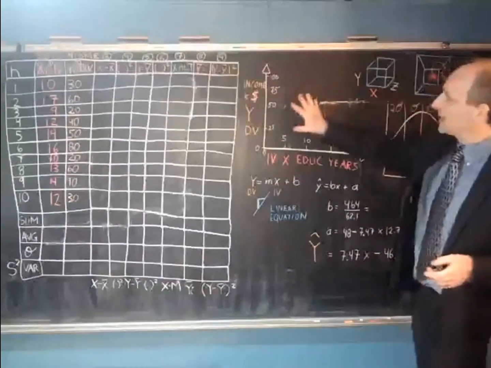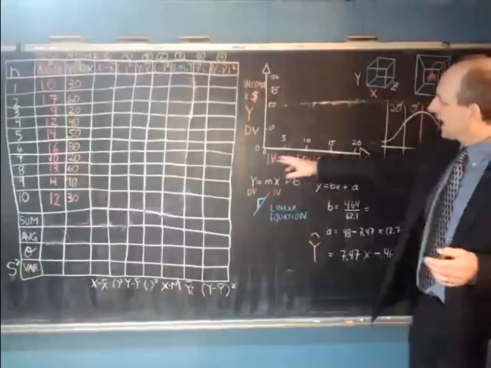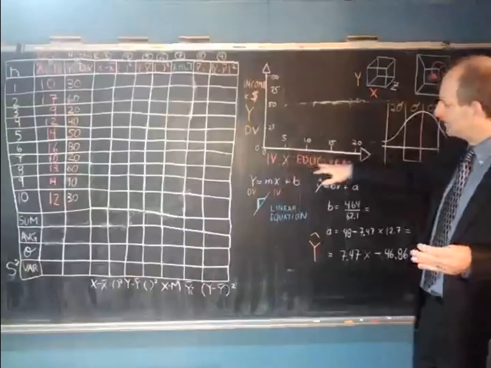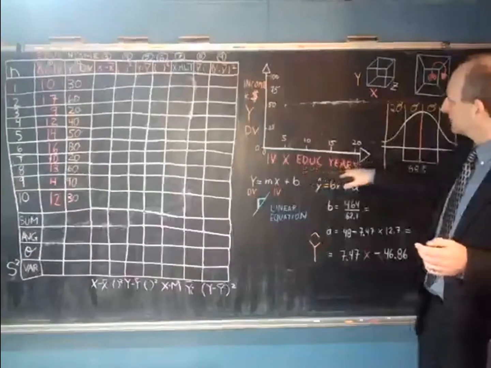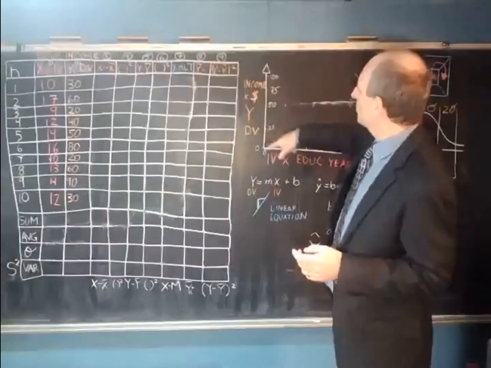Here we have a Cartesian graph, and you're going to notice that the x values are always here. The independent variables are down here. You can see education in years in this particular case. And here you can see the dependent variable, which is always the y.